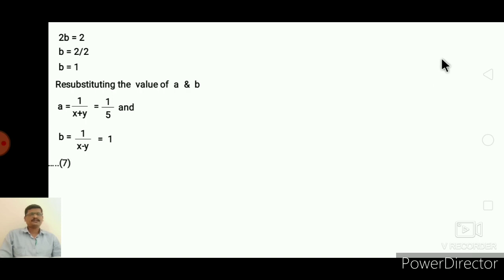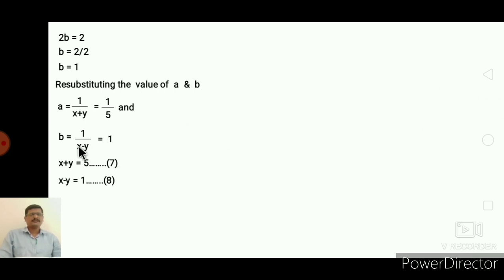Therefore, the new equation is 1 upon x plus y is equal to 1 upon 5. Here cross multiplication takes place. 5 into 1 is 5 and 1 into x plus y is x plus y. Therefore, the equation is x plus y is equal to 5, equation 7.